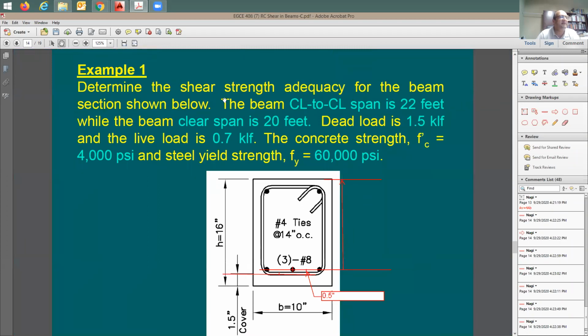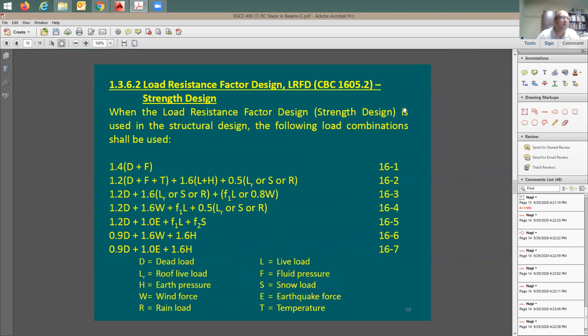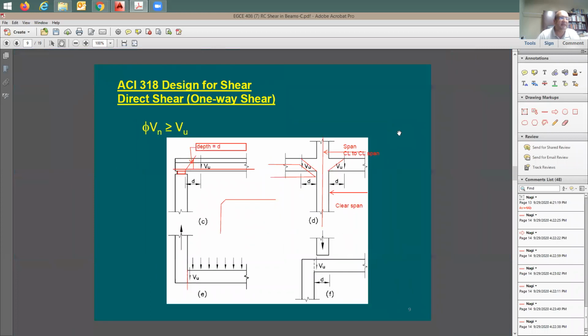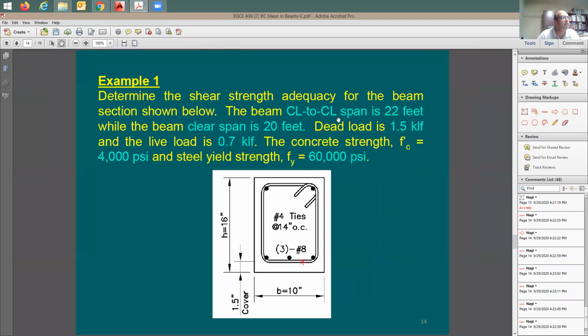All right, it says here that the beam center line to center line span is 22 feet. I guess if they didn't say center to center span, I'll understand that this is going to be center to center span. As I said, either we're just going to be calling it the span or center to center span. Center to center span or just the span is going to be the same thing, unless they say clear span. So it's going to be 22 feet. And the clear span is 20 feet.